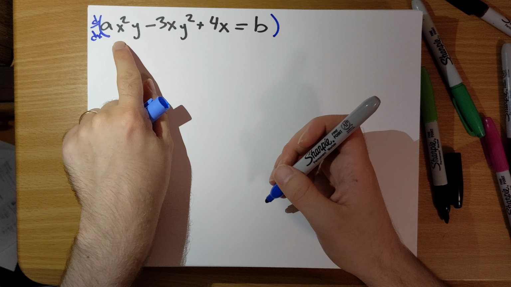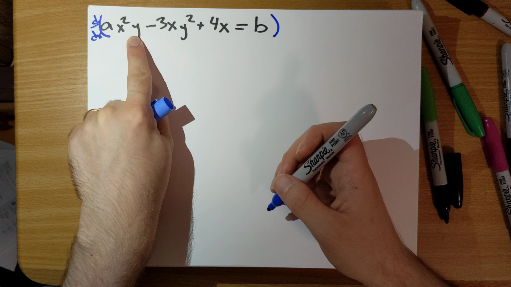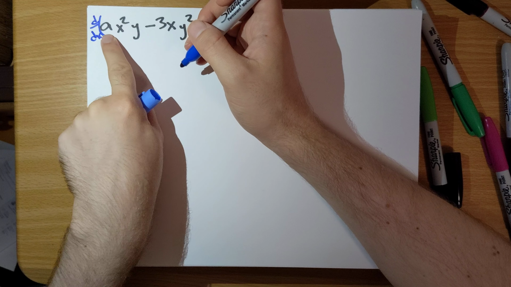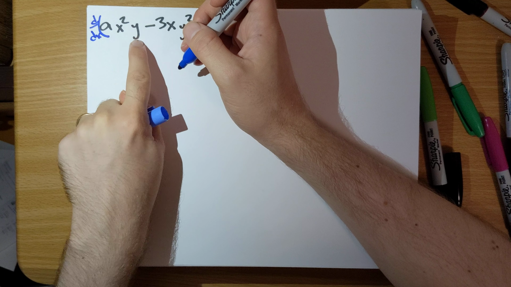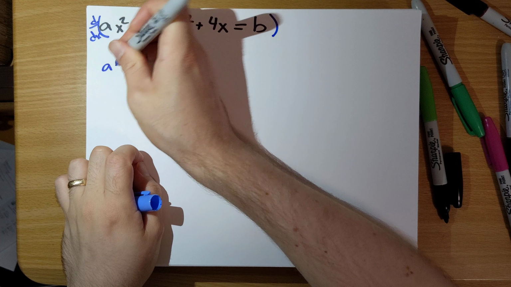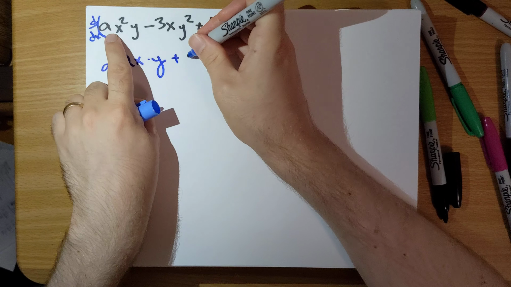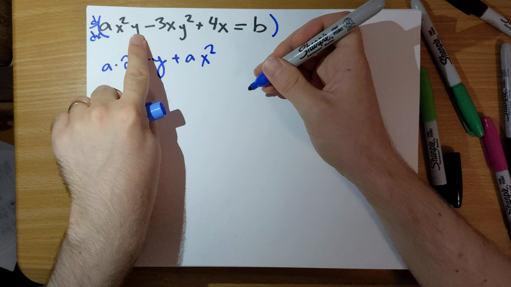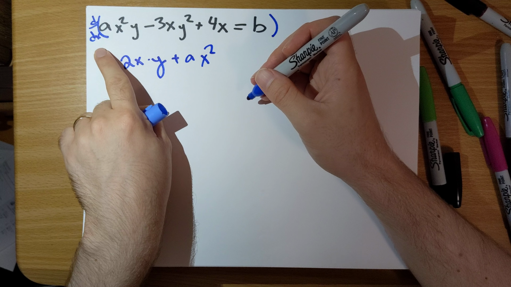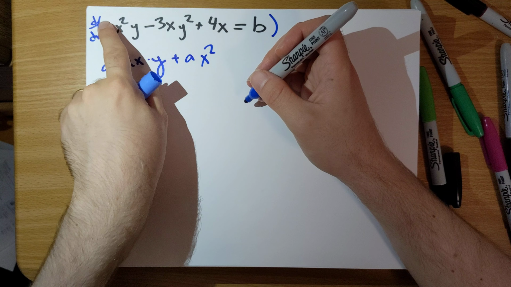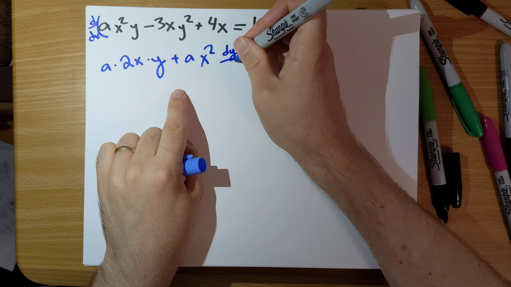The derivative with respect to x of a x squared y, we need to use the product rule here. So it's going to be a times the derivative of x squared times y. So that would be a times 2x times y plus a times x squared times the derivative of y with respect to x. So you might think that the derivative here is 1, but it's 1 times dy/dx.